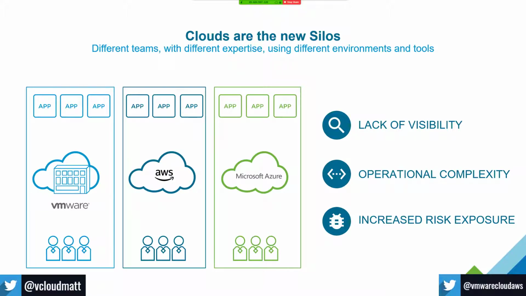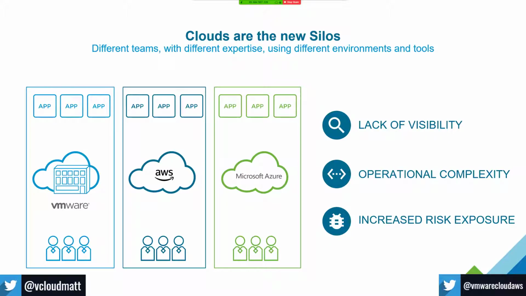Now you have your VMware team, your AWS team, your Microsoft Azure team, and Google Cloud as well could be in here. And as an IT organization, you really have a lack of visibility of all the stuff that's happening across all of these clouds. It gets really, really complex, and your risk exposure is greatly increased. It's kind of, like I said, the new silo.